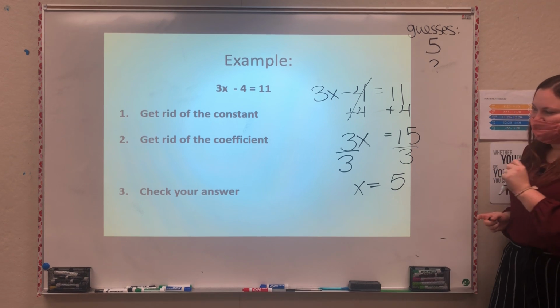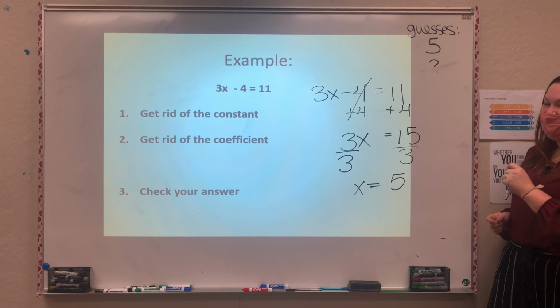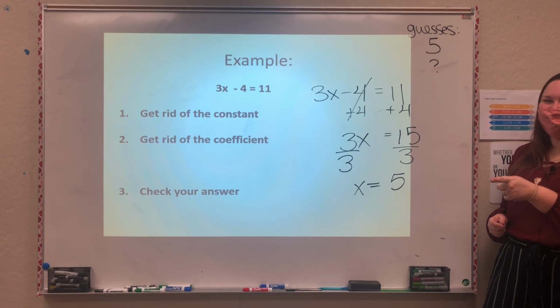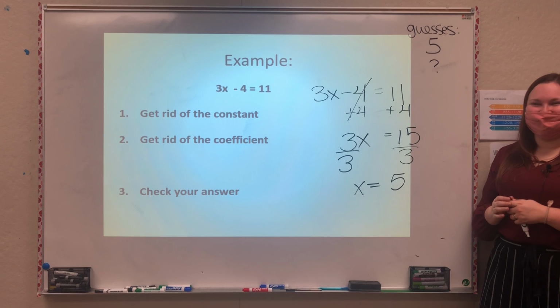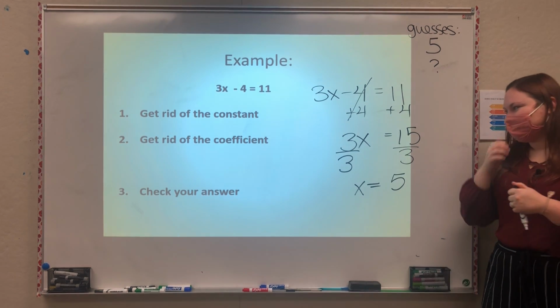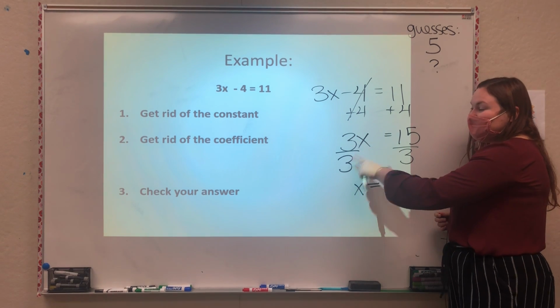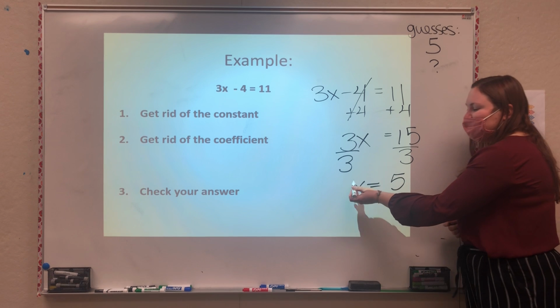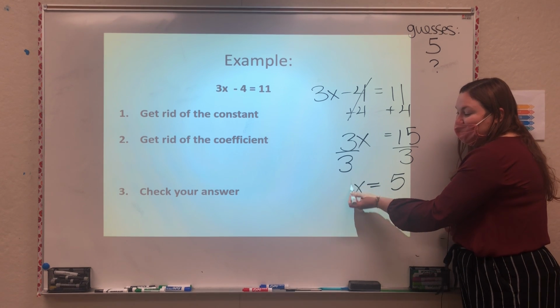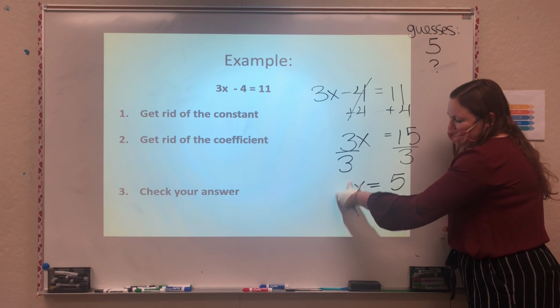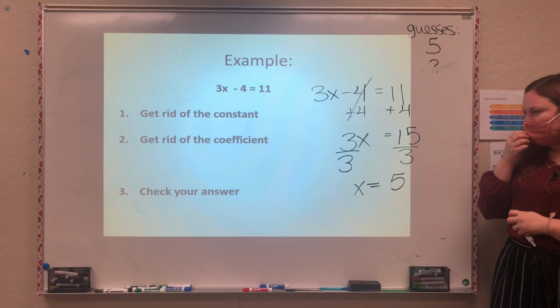What happened to my 3s? Why did it cancel? 3 divided by 3 is actually 1. I could hear you both at different times going like, wait. Not x is 1. X is 5. But that number in front of x, that coefficient, if you will, is 1, and we know 1x is the same thing as x.